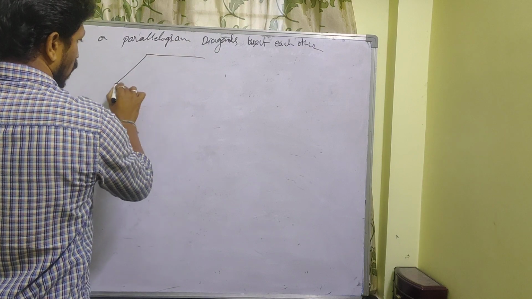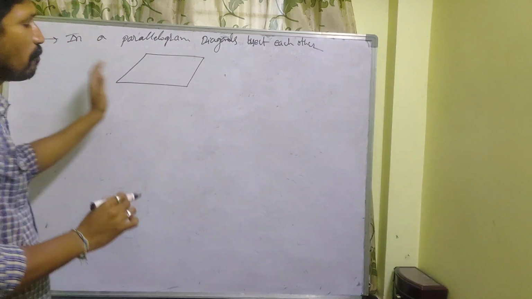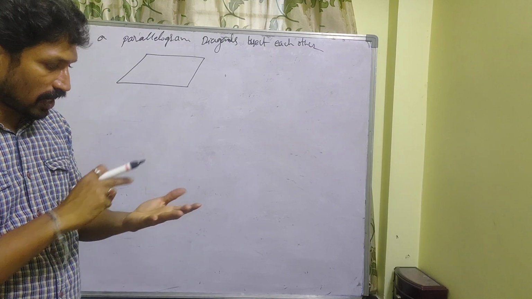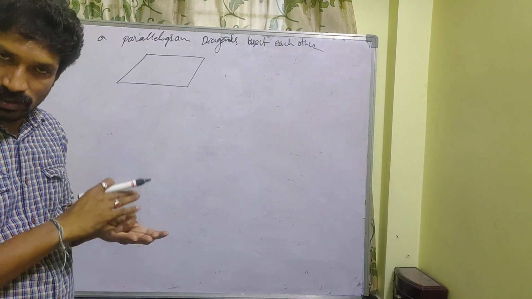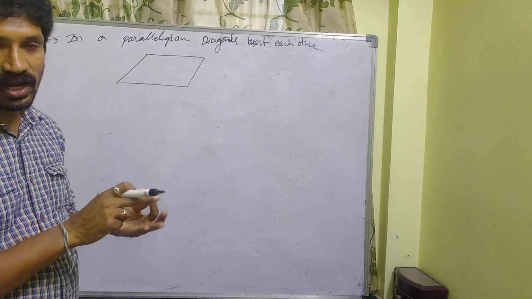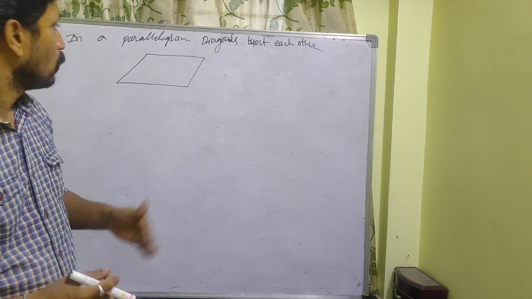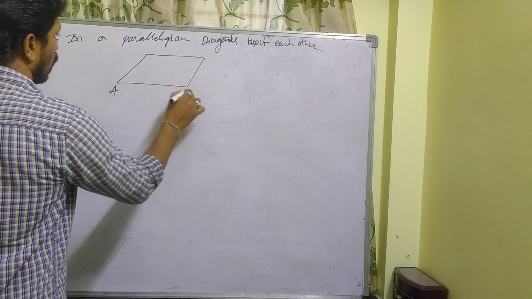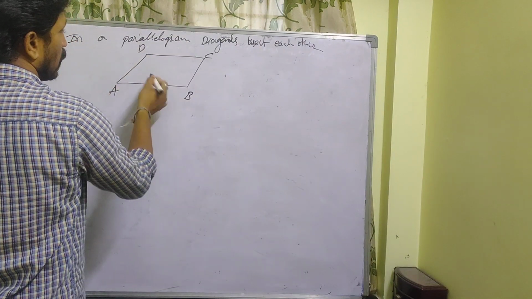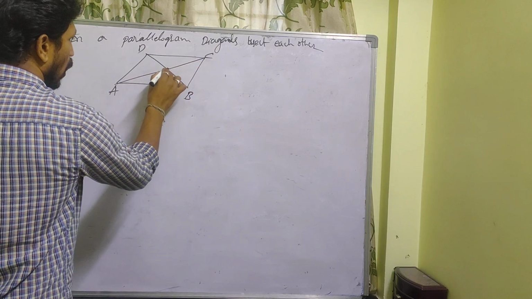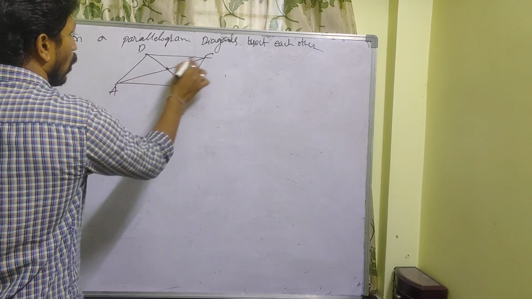That means if you take, this is a parallelogram. Once you remember, in a parallelogram diagonals bisect each other. The other parallelograms are nothing but rectangle, square, rhombus. All these are also parallelograms, but those have extra features. Let us take this as A, B, C, D. So diagonals bisect each other means the midpoint of BD is nothing but the midpoint of AC.